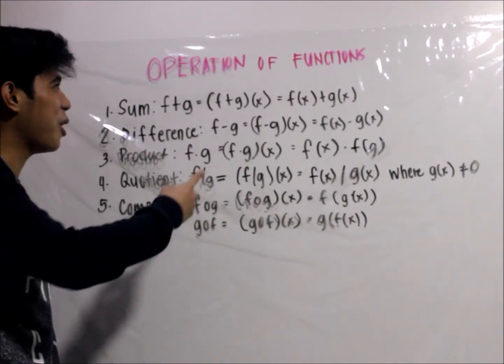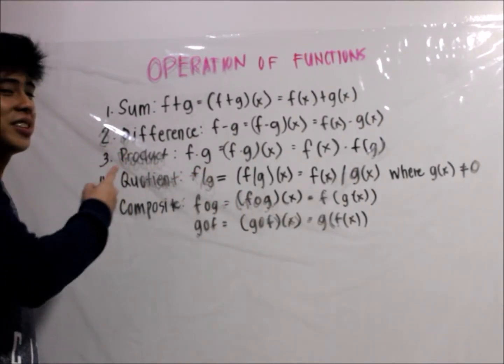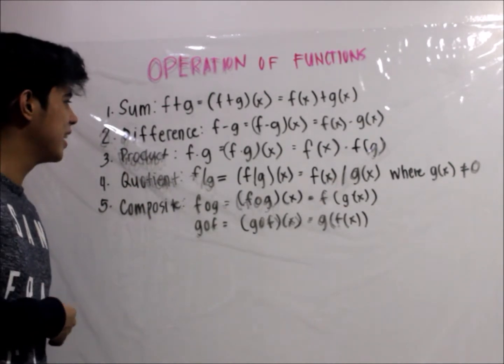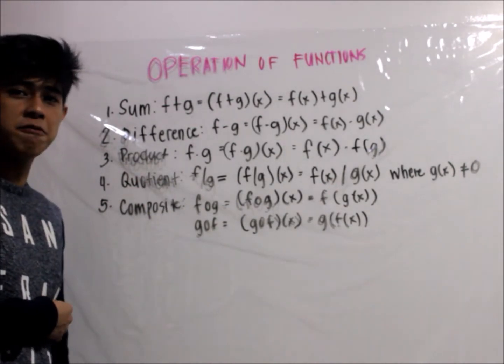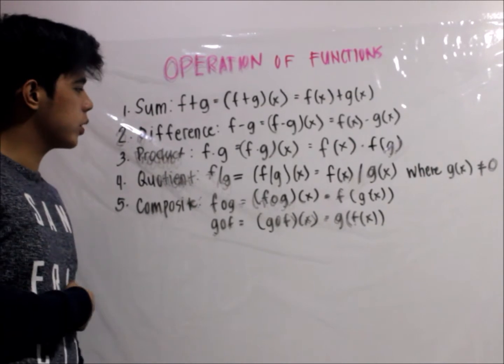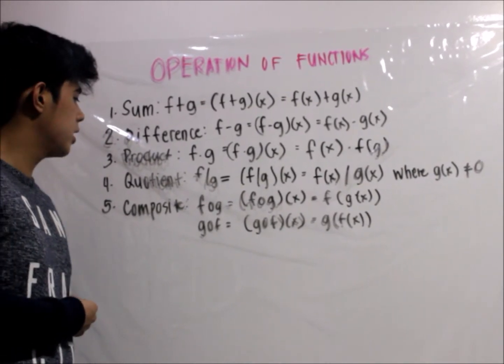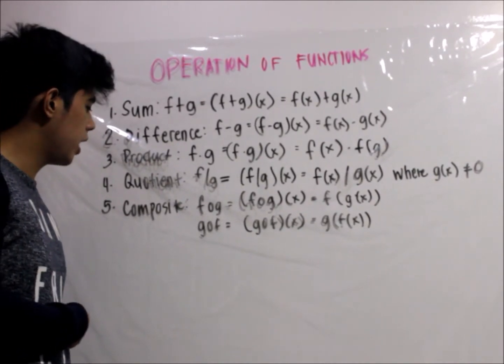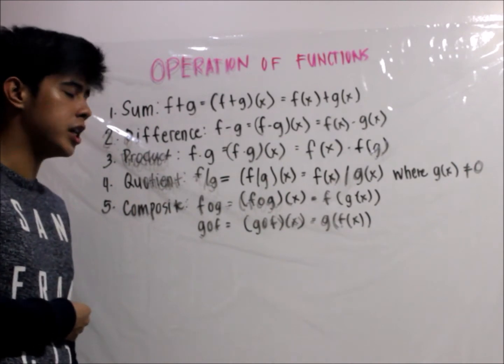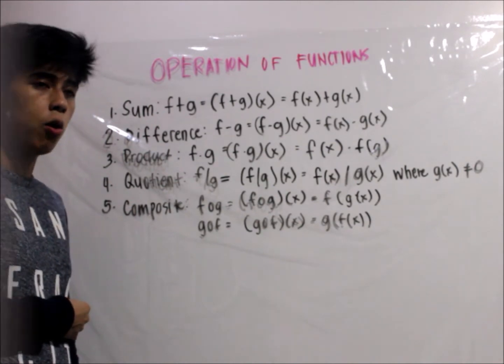So these are the different operations of functions. Sum, which is f plus g. The difference, which is f minus g. The product, which is f times g. The quotient, which is f over g. And the composite, which is f o g, or it could be g o f.